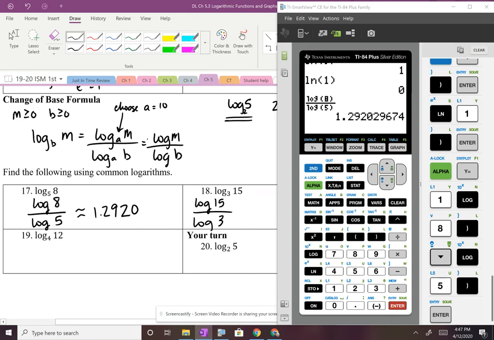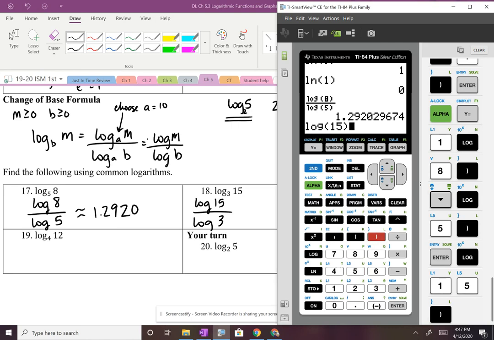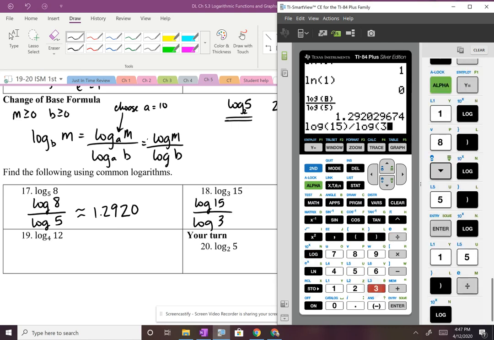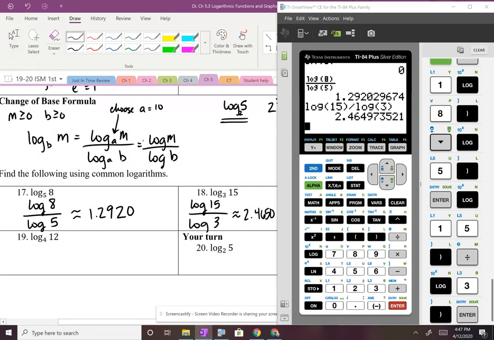So the other way that you can do this without using the fraction bars, you would do log of 15, but you must close the parentheses. If you don't, it will be wrong. Divide by log of 3, close your parentheses. This gives you approximately equal to 2.46497. The 7 will round the 49 up to a 50. So this is 2.465. If you need the 0, you can put the 0 as well.